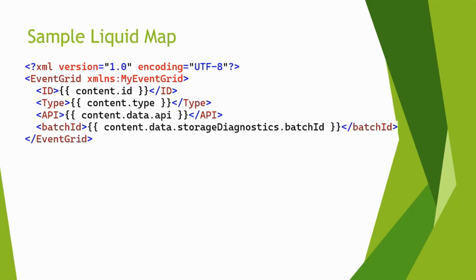A very basic liquid map is here. And you'll see that we've got content.id, content.type, content.data.api, and content.data.storageDiagnostics.batchId. So this is just the basic use of the content, but we'll see that we can do for loops.